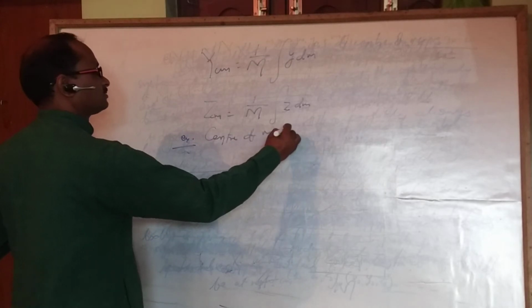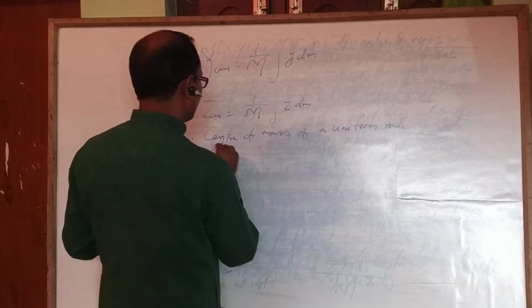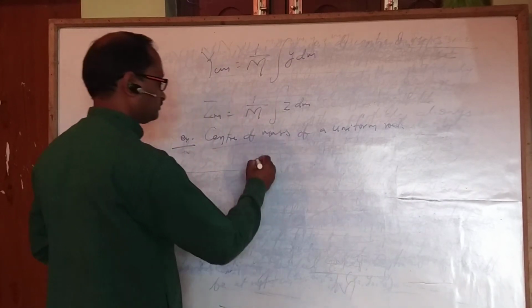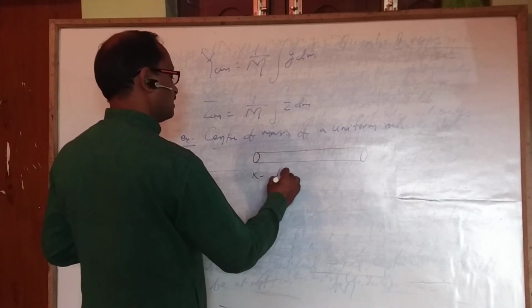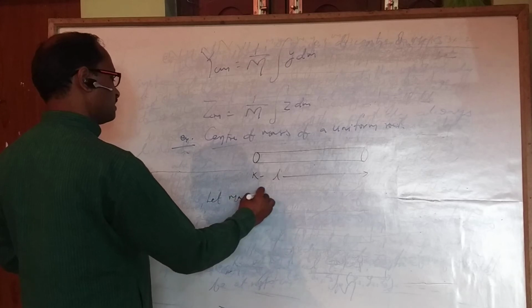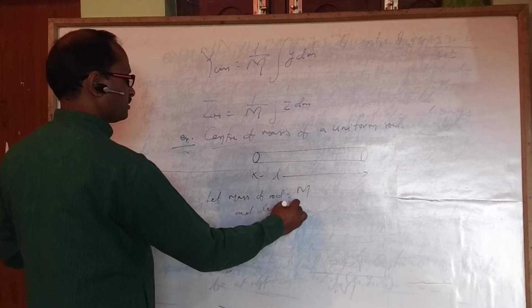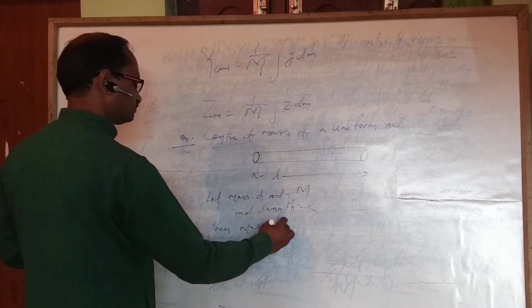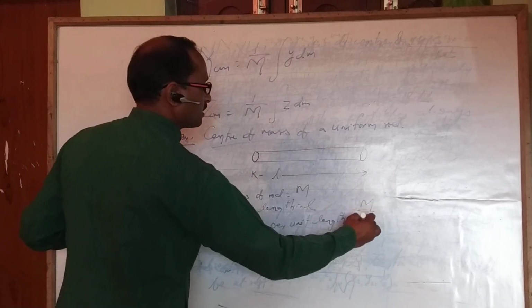Center of mass of a uniform rod. Let length of a rod be L and mass be M. Let mass of rod equal M and length equal L. Then mass per unit length equals M by L.